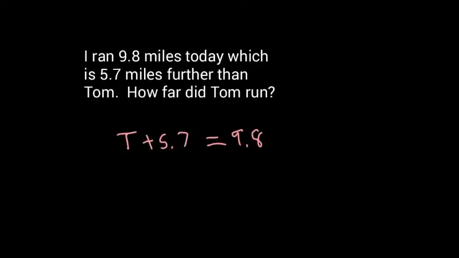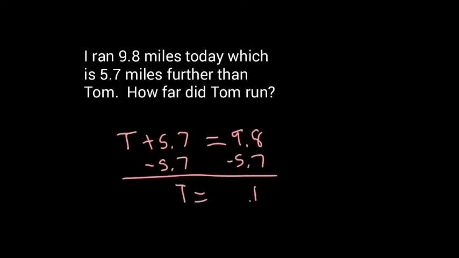So just solve this like we did on the last one. Opposite of adding 5 and 7/10 would be subtracting 5 and 7/10. So 5 and 7/10 minus 5 and 7/10 is 0. So I end up with T equals, and then just subtract. 8 minus 7 is 1, bring down the decimal. 9 minus 5 is 4. So Tom ran 4 and 1/10 miles.